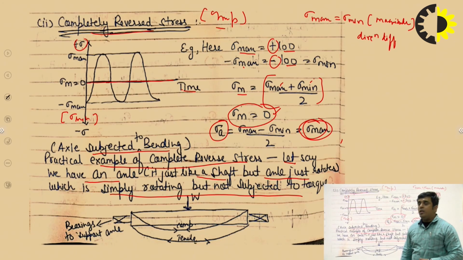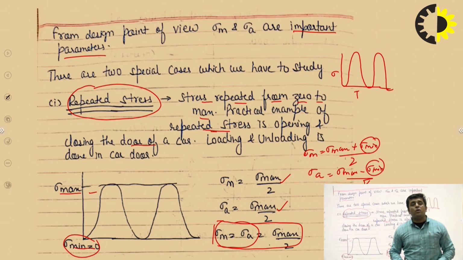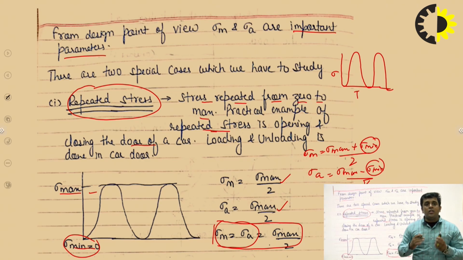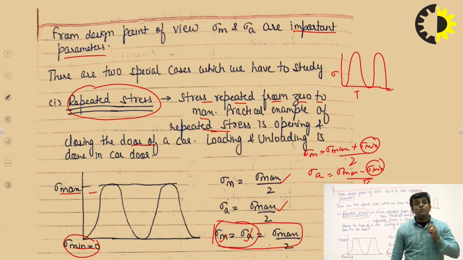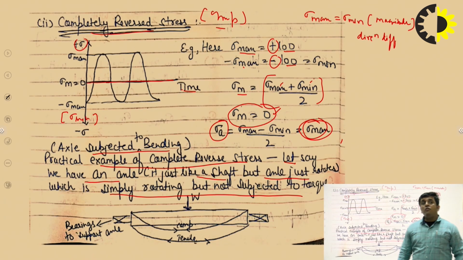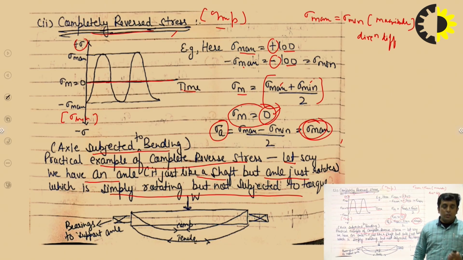So what is the conclusion? If we talk about the repeated stress, I will say it is the stress where sigma mean is always equal to sigma a, meaning the amplitude stress is always equal to the mean stress. This is the repeated stress. If we talk about completely reverse stress, I will say it is the stress where the magnitudes of maximum and minimum stress are the same, but the direction is opposite. And here also, the sigma m, that is the mean stress, will always be equal to 0. This is the conclusion.